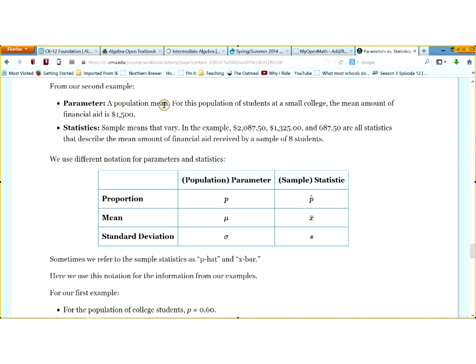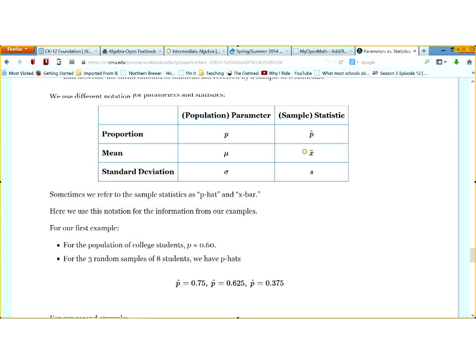And then we have a parameter, the population mean. At this small college, the mean amount of financial aid is 1,500. But the statistic would be the sample mean, and here were 3 different sample means. Okay. We also use different notation.